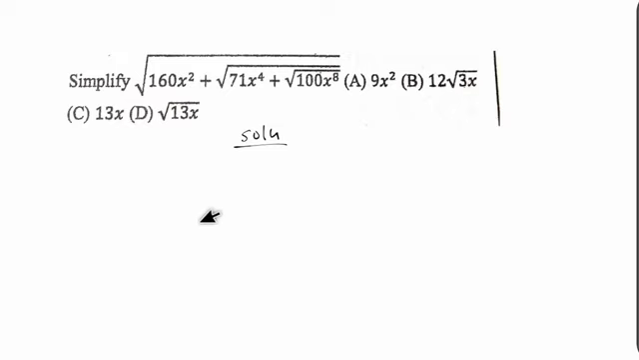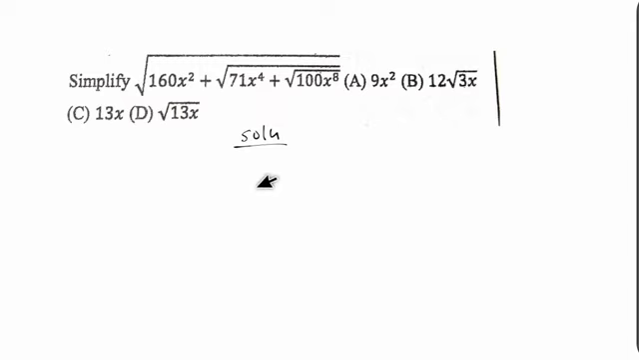To solve this problem, let me read the question. Simplify: the square root of 16 to the power 2, plus the square root of 71 x raised to the power of 4, plus the square root of 100 x raised to the power of 8. And here we have the options. So let's dive into the solution of it.